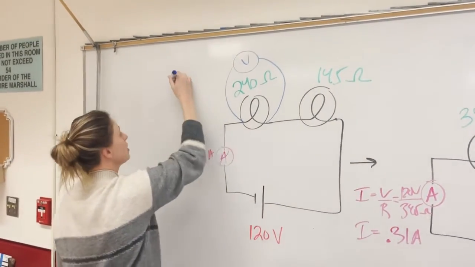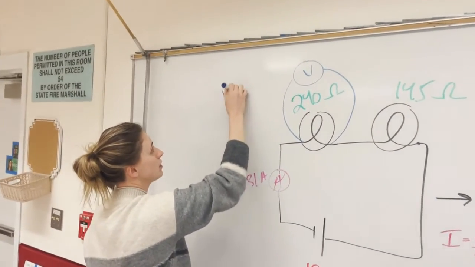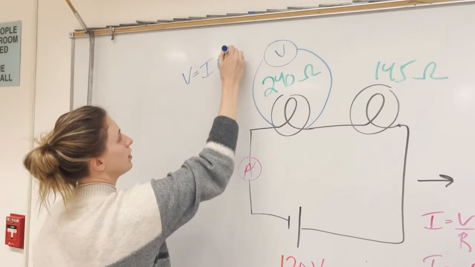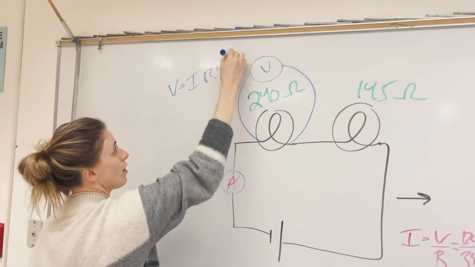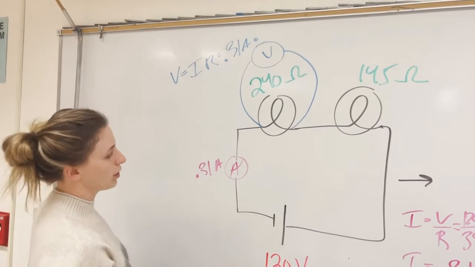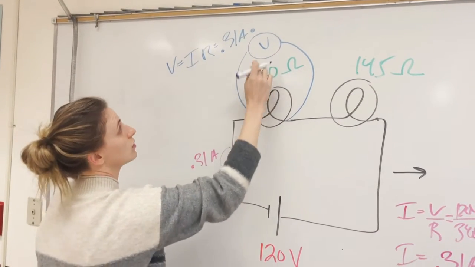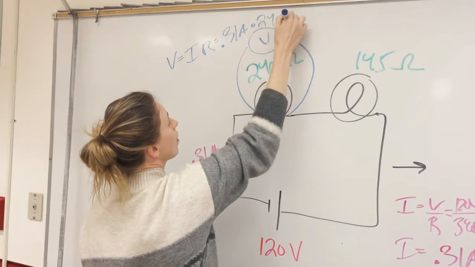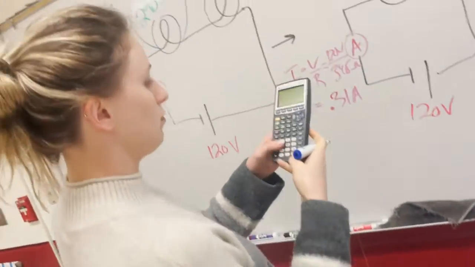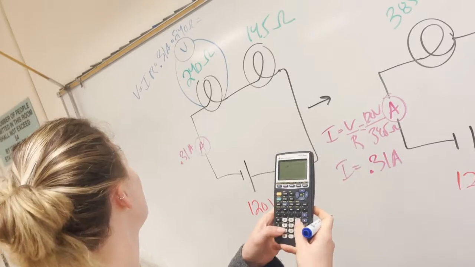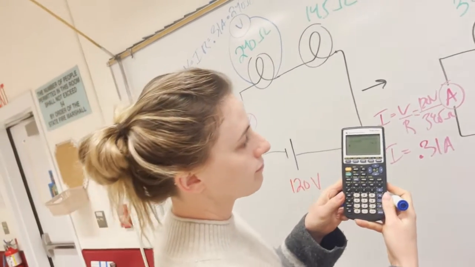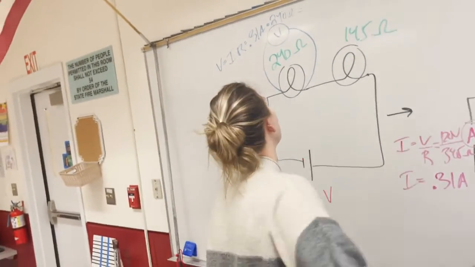What's it gonna be? Well, we know that V equals I times R, and our current is 0.31, right? Because the current's the same throughout the whole thing. And then our resistance through this one right here is 240 ohms. Okay, so 0.31 times 240, and I get 74.4. Let's call it 75.